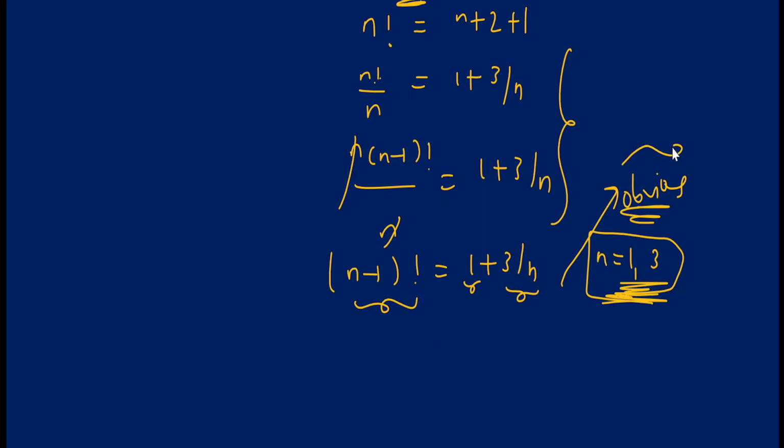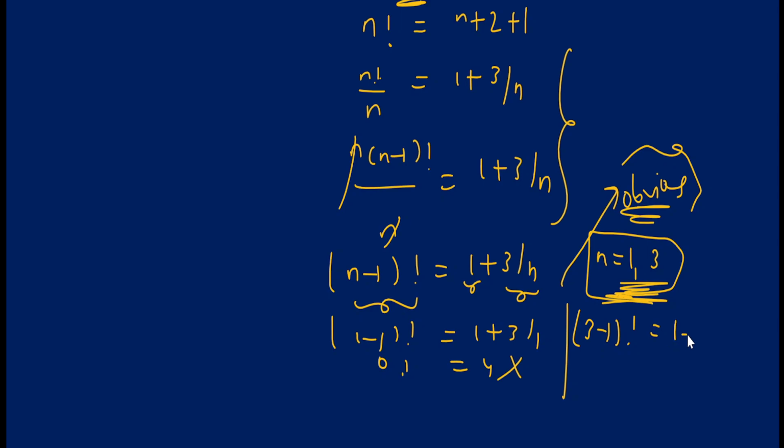We are lucky that we have reached an obvious state. Now let's substitute 1 in this equation. 1 minus 1 factorial is equal to 1 plus 3 by 1, which is equal to 4. 0 factorial is equal to 4, which is invalid. Now let's substitute 3. 3 minus 1 factorial is equal to 1 plus 3 by 3, which is equal to 2. 3 minus 1 factorial is 2 factorial. 2 factorial is equal to 2, which is valid. Therefore, n equals 3 is the correct answer.